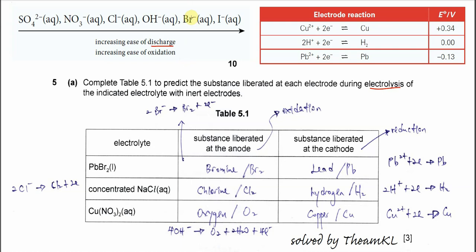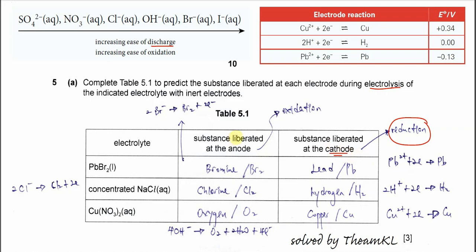So what happened when cation discharge? As you can see from this table, the copper ion, hydrogen ion, and this lead-2 ion, all of them gain electrons and form these elements. Anything that gains electrons must be reduction. So in order for the cations to discharge, it must undergo reduction, which means it's going to be at the cathode, because the cathode is the place for reduction. So all these cations' reactions will always happen at the cathode.